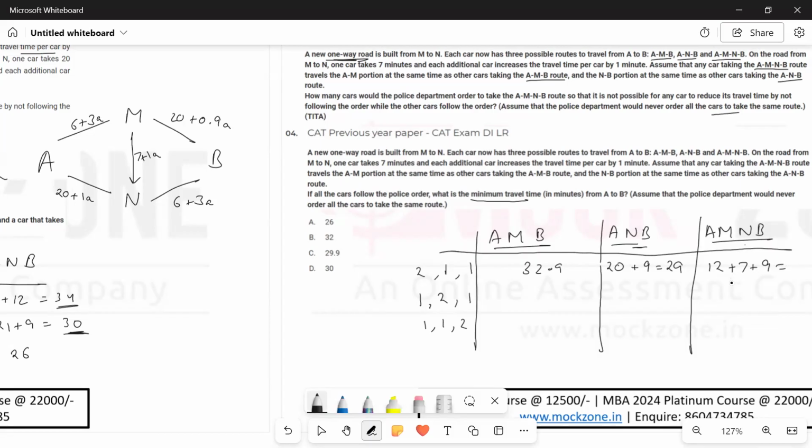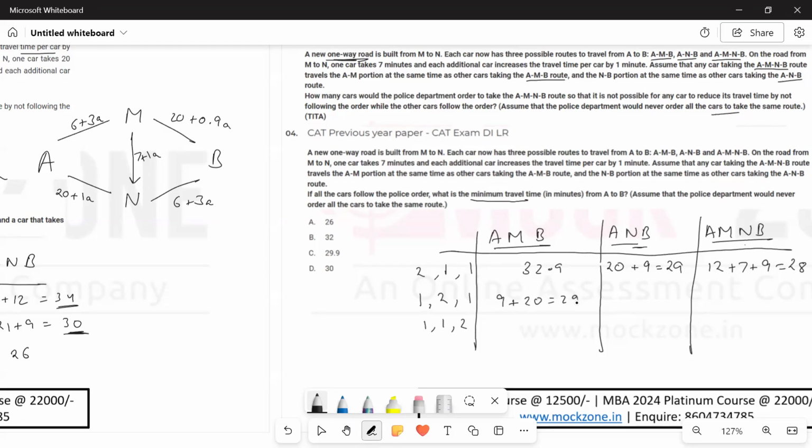This is how much? 21 plus 7, 28 minutes. ठीक है? ये आ रहा है? अब when there is one car on A and B, two cars on AM and B. So AM पे कितनी cars जा रही हैं साथ में? दो. That is how much? 9 minutes, AMB के लिए. Plus और MB में कितनी जा रही है? सिर्फ एक कार, which is 20.